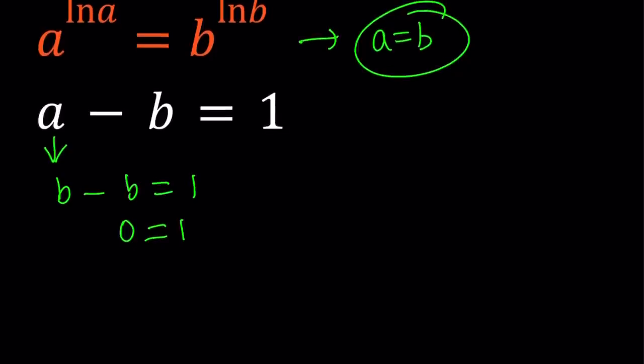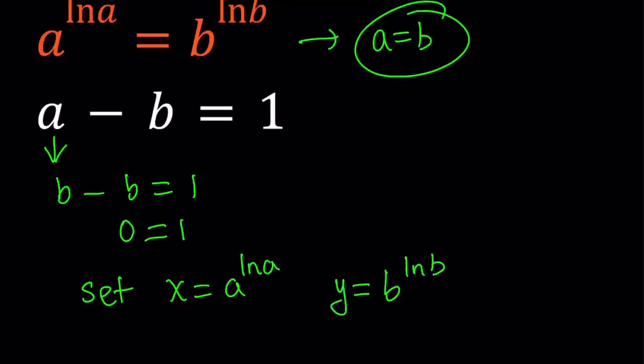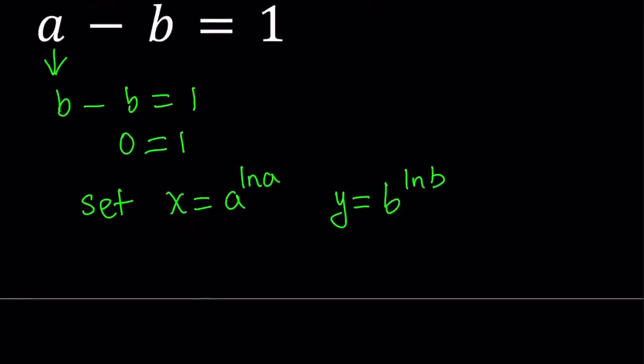I'm going to go ahead and set x equal to a to the power ln a and y equal to b to the power ln b. And then notice that here, since we have the natural log of a and natural log of b, a and b both have to be positive in order for those functions to be defined. All right, let's see what we can do with this.